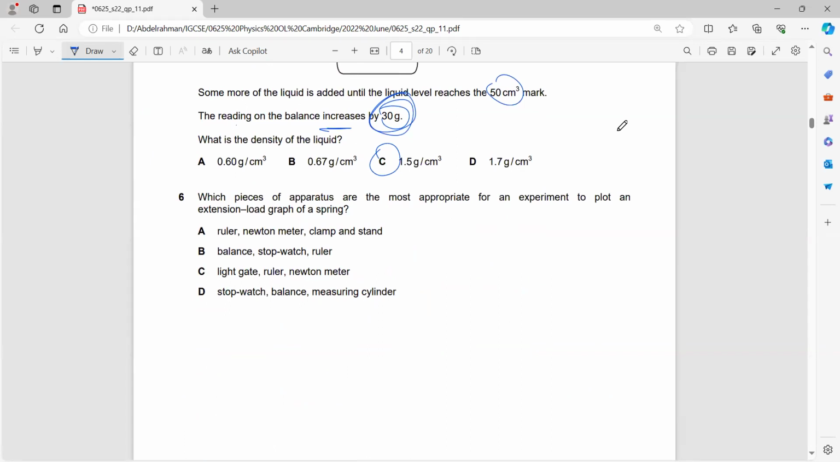Which pieces of apparatus are the most appropriate for an experiment to plot an extension load graph of a spring? We don't need a stopwatch or a light gate. Okay.